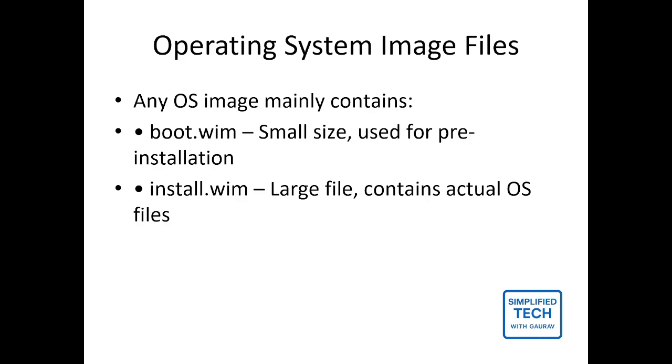Operating system image file. What are the requirements of OSD? We require boot.wim and install.wim. Two files are required to initiate the OSD process. Boot.wim is small in size and used for pre-installation. Install.wim is a large file that actually contains the OS files.